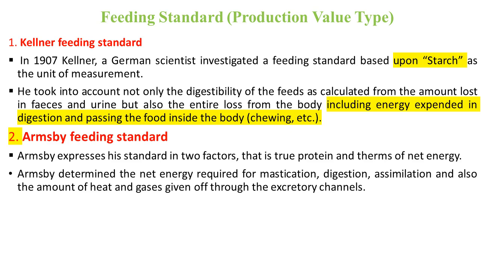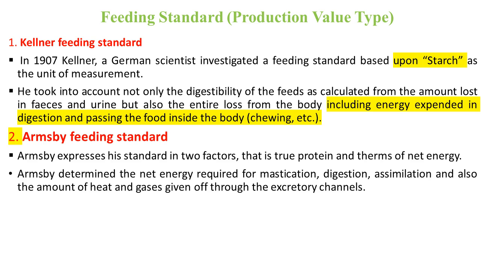Feeding standard, production value type. 1. Kellner feeding standard. In 1907, Kellner, a German scientist, investigated a feeding standard based upon starch as the unit of measurement. He took into account not only the digestibility of the feeds as calculated from the amount lost in feces and urine but also the entire loss from the body including energy expended in digestion and passing the food inside the body, chewing, etc. 2. Armsby feeding standard. Armsby expresses his standard in two factors, that is true protein and net energy. Armsby determined the net energy required for mastication, digestion, assimilation and also the amount of heat and gases given off through the excretory channels.